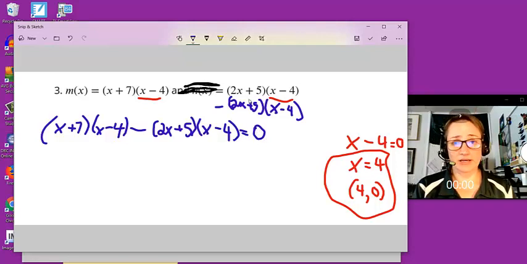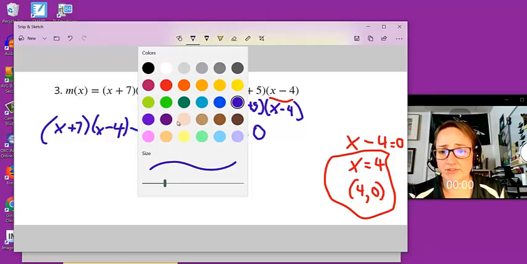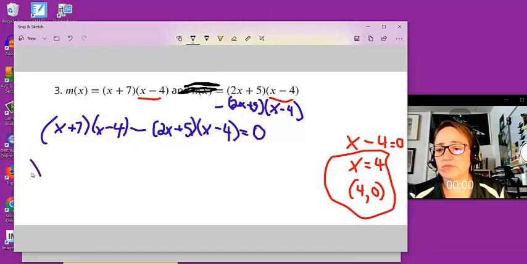All right, so we're going to set it equal to 0 because I've subtracted everything on this right side away completely. And again, I'm looking for that common factor, and I'm going to factor it out of the equation. They both have an x minus 4. So let's factor out an x minus 4 and see everything that I have left. In the first part, I have an x plus 7 left.